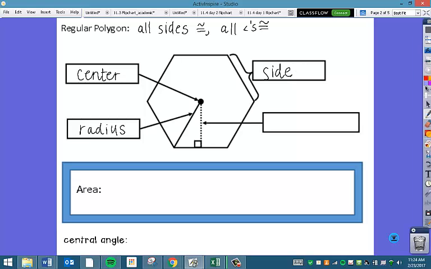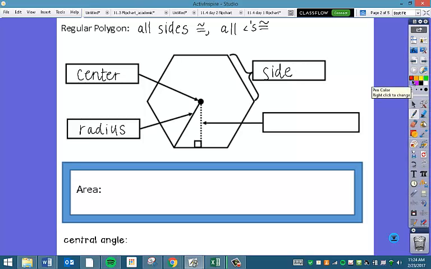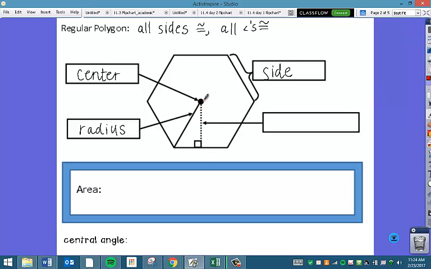And the newest and most important piece of a regular polygon is this segment right here. It's the distance from your center to your side, and it has to be perpendicular to your side. It has to create a right angle with your side. This is called the apothem. It's the distance from the center to your side, and it's perpendicular to your side.